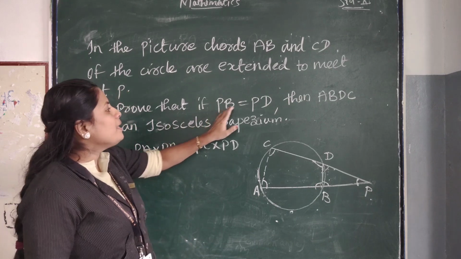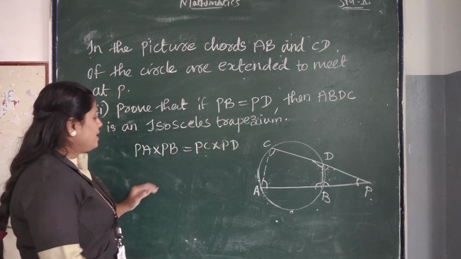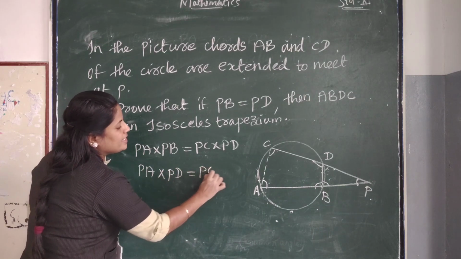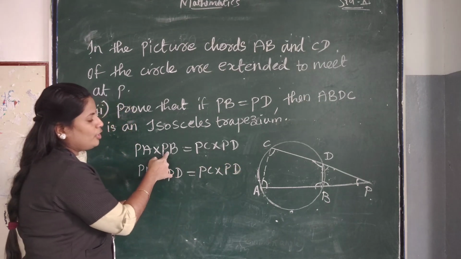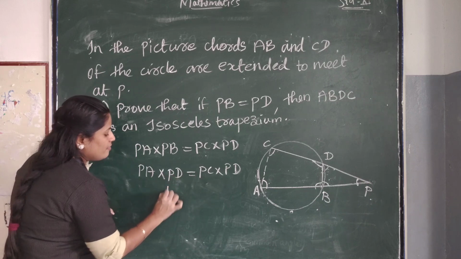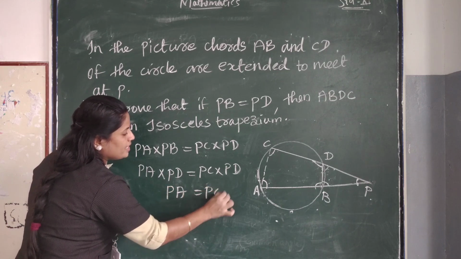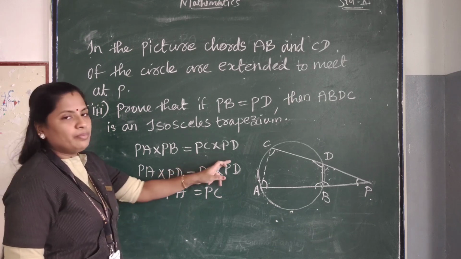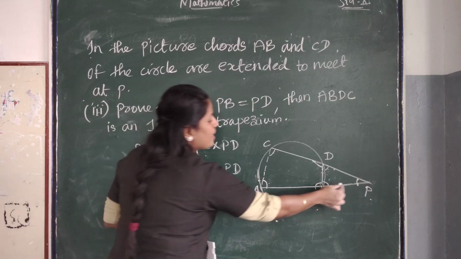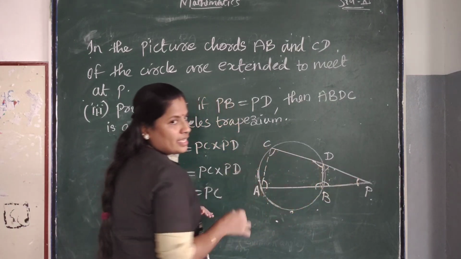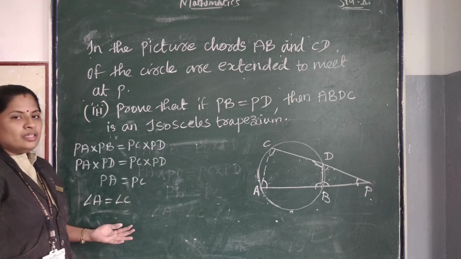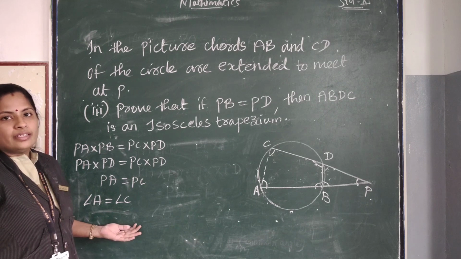Okay, here PB equal to PD. So we can write PA into PD equal to PC into PD. So instead of PB, we can write PD. PD and PD cancel. So we can write PA equal to PC. Therefore angle A equal to angle C.